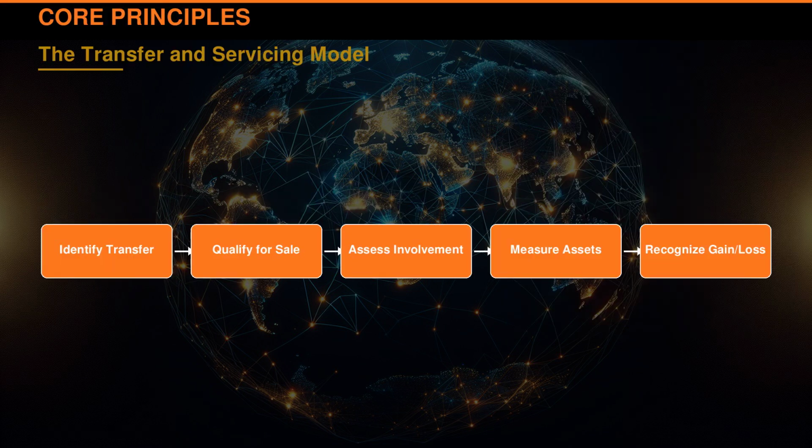The transfer and servicing model clarifies how financial assets are recorded when transferred. Using Meridian Corporation's $10 million SaaS contract as our example, we'll explore each step of ASC 860. This model ensures transparency and accuracy, critical for stakeholders relying on financial statements. Understanding these steps can prevent misstatements and ensure compliance in asset transfers.